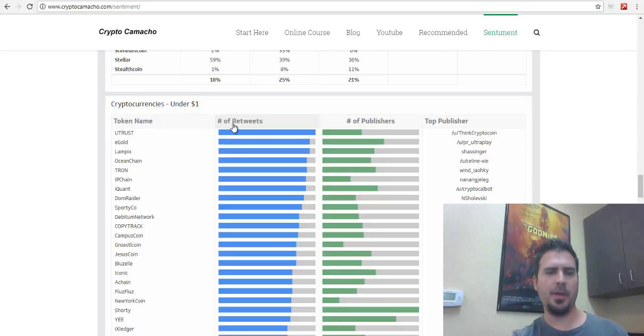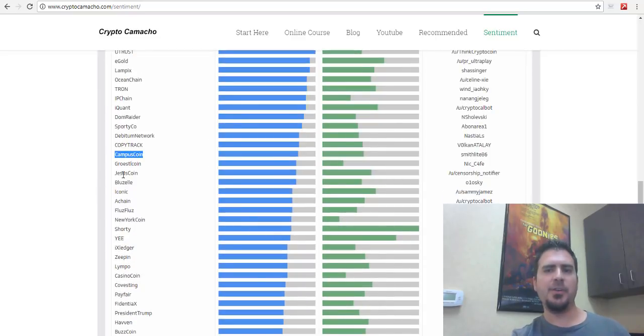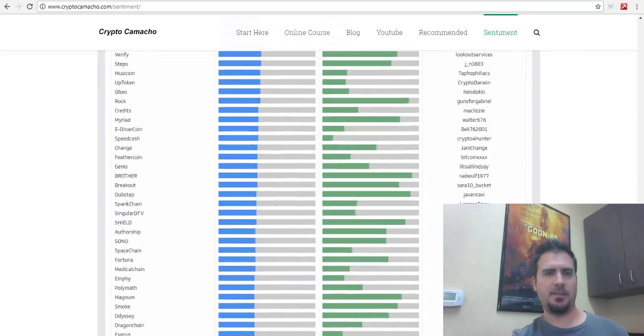So in this case, Utrust had the most retweets in this time period, among all the other cryptocurrencies under $1, right? And then you go down the list and you can see some of the others. So I'm really curious. Campus Coin, again, look, Campus Coin pops up very high on the radar. The number of publishers is decent, right? But if you look at the social sentiment data, it's high as well. So that was an indication that there is value in this data.